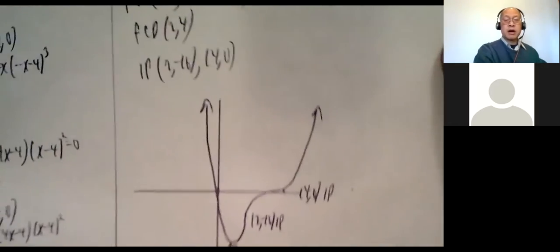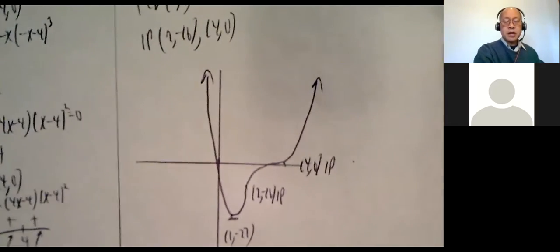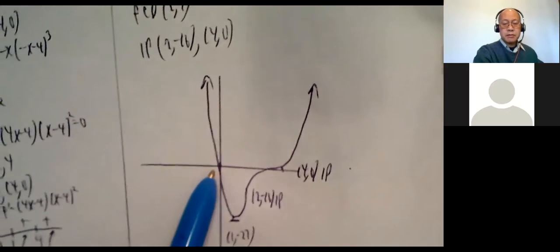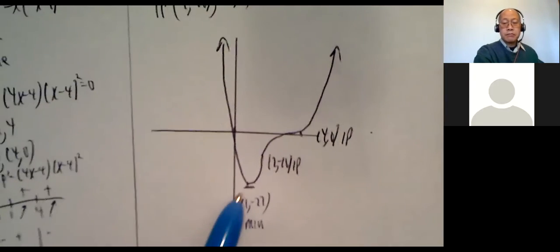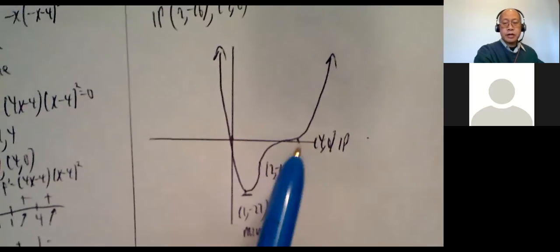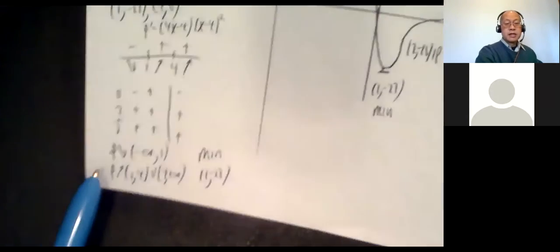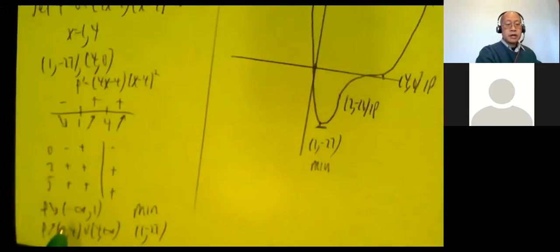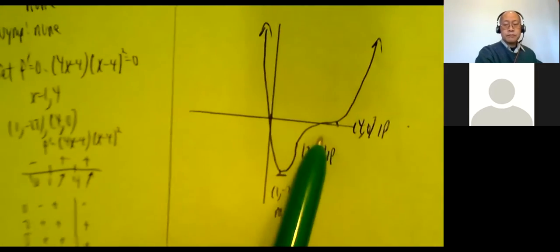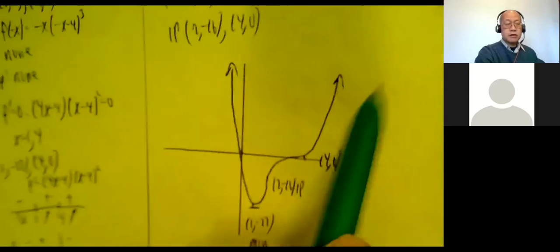And here's the entire graph. So we have it. Intercept, intercept, no symmetry, no asymptotes. Okay, minimum, inflection point, inflection point. So it's decreasing up until 1. So it goes down, increasing from 1 to 4. And then from 4 to infinity, it still increases.